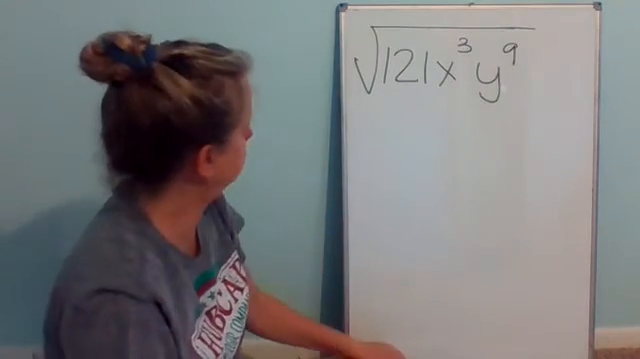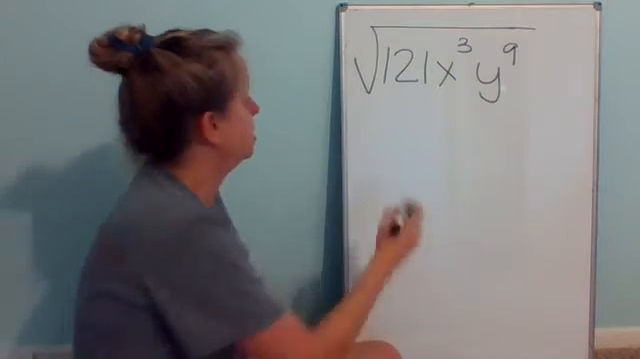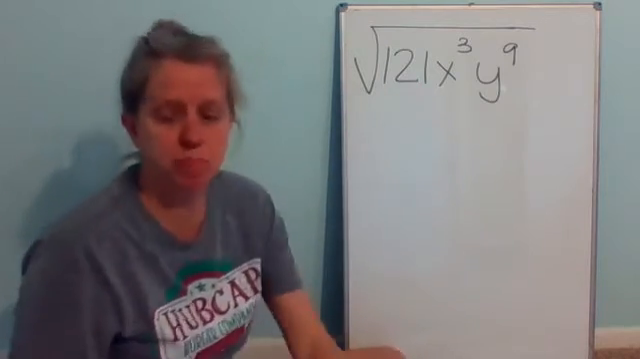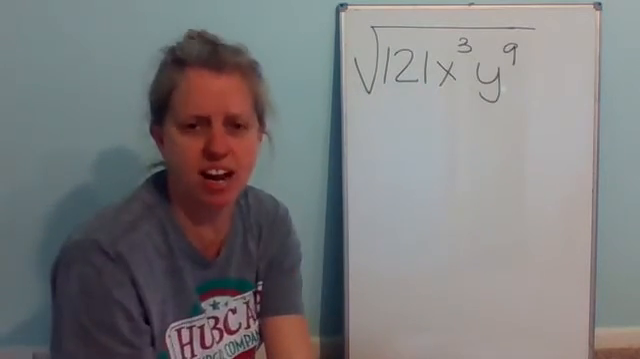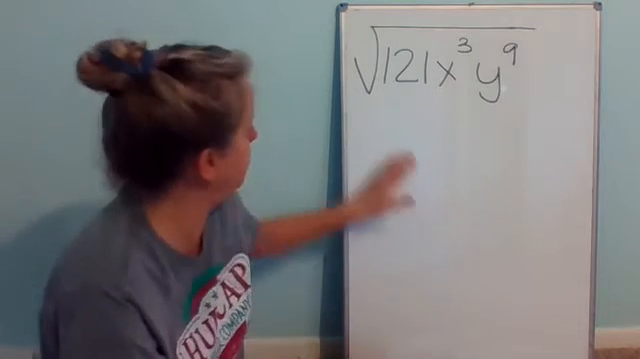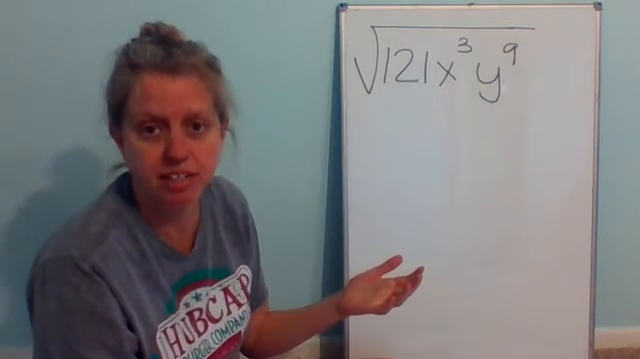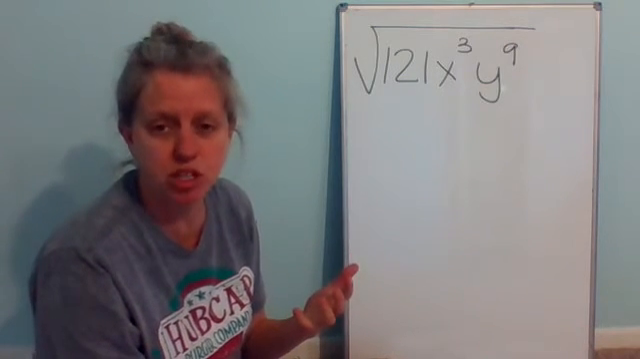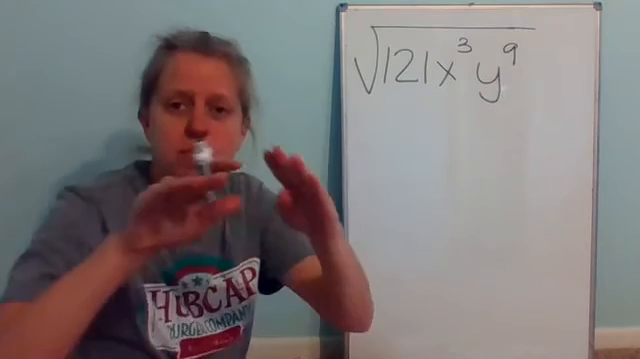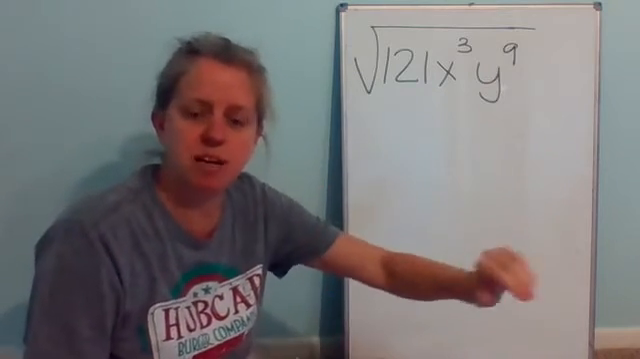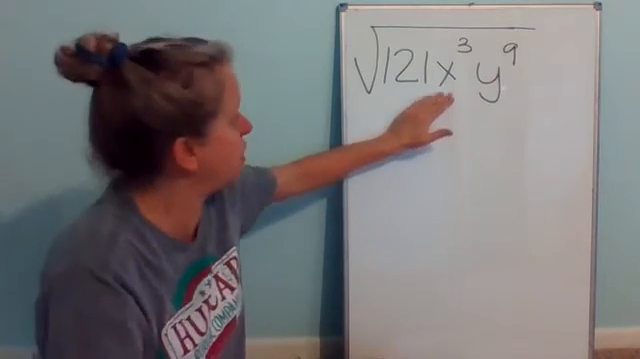Okay, same thing. So 121 is actually a perfect square. So at first I'm thinking, I don't even need to break this up, right? Because what times itself is 121? 11. So that part is a perfect square. And I don't need to break it up unless there are things in my radical that are not perfect squares.